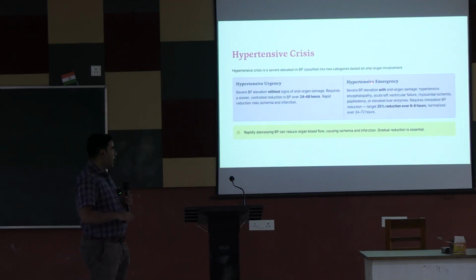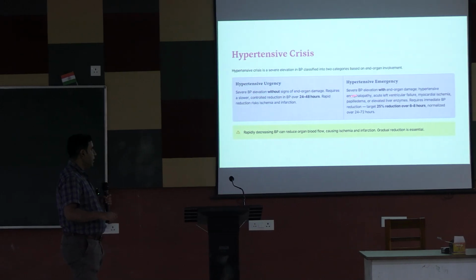And what is hypertensive emergency? Hypertensive emergency তে কি হবে? There will be end organ damage. Hypertensive urgency, এখনো urgency আছে কিন্তু emergency হয়নি. Urgency, there will be no end organ damage. When there will be end organ damage, then there will be emergency. Severe BP elevation with end organ damage.